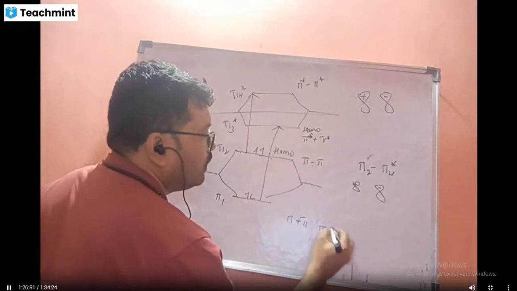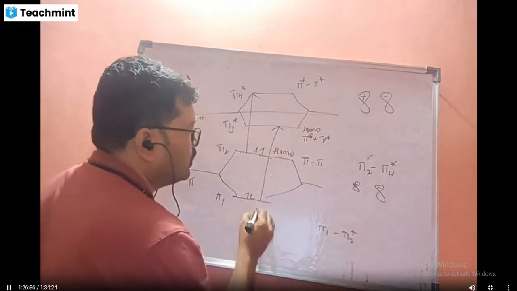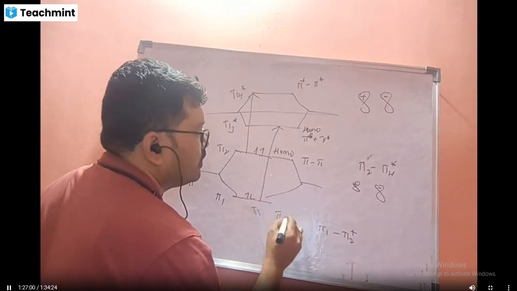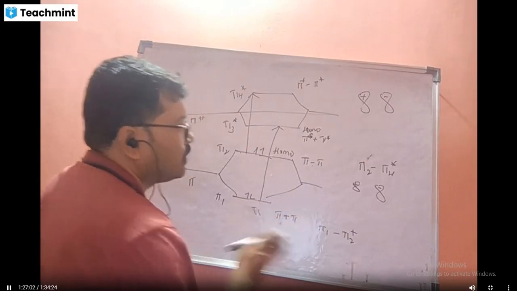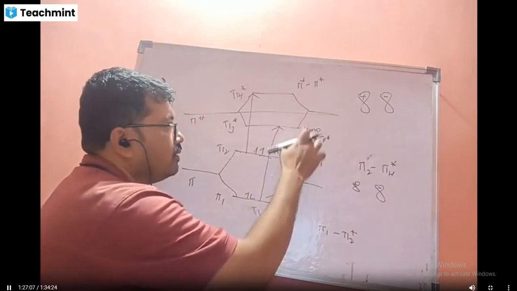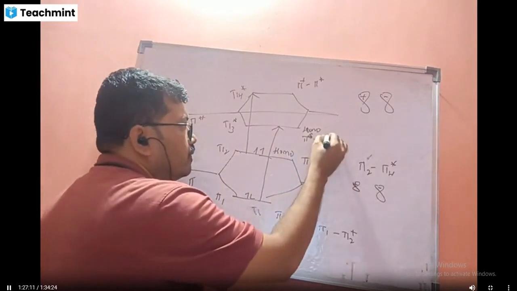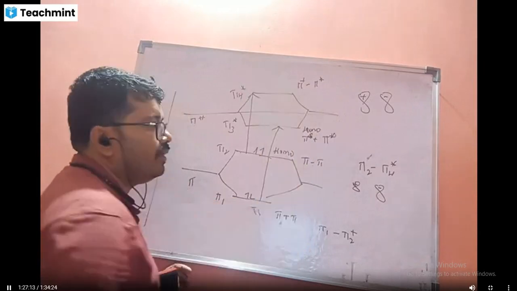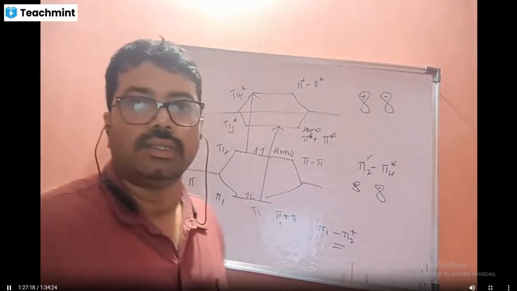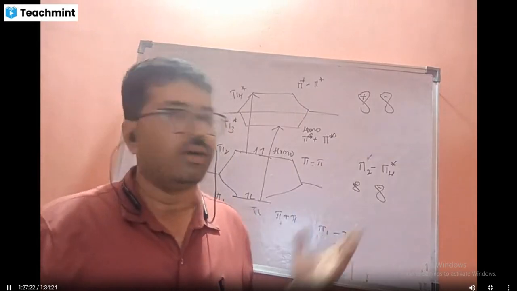Similarly, from pi 1 to pi 2 star. Here this is plus, this is also plus, pi star plus pi star. See, plus symmetry. Pi 1 to pi 2 star. This is how the transition happens in butadiene.